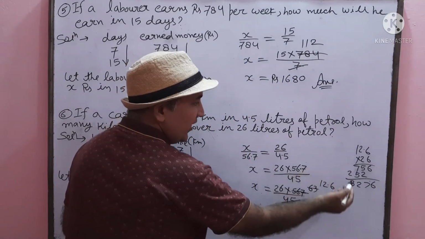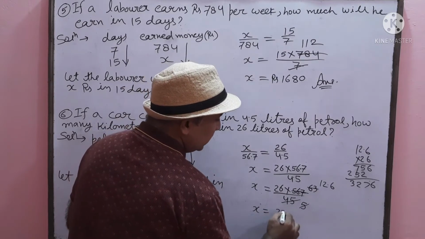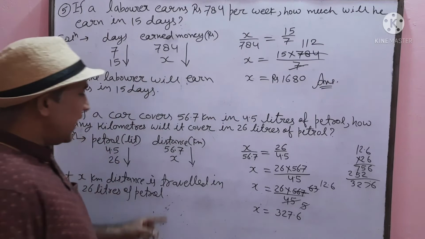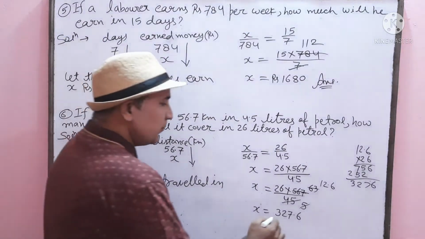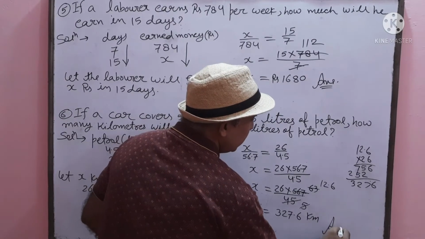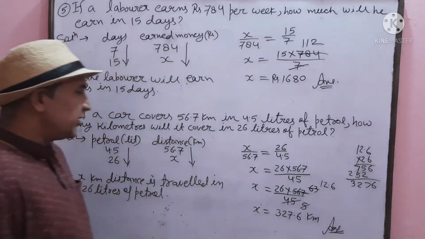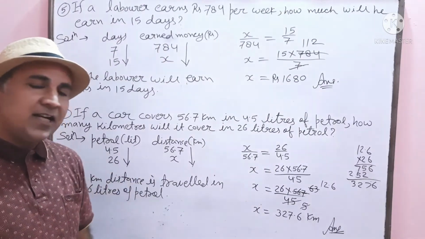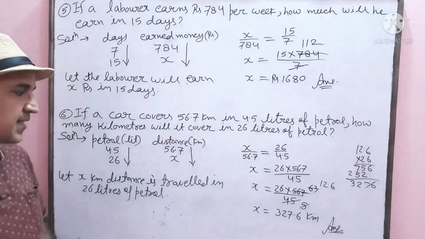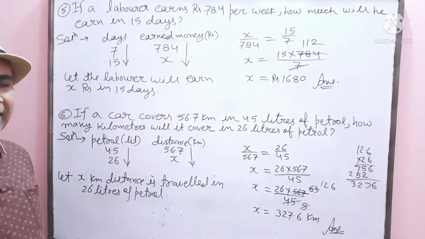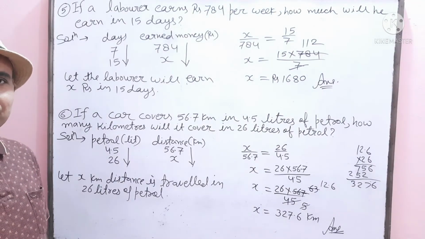That means when you do this multiplication, 327.6, and X is the distance, means the unit will be kilometer. That means the distance traveled in 26 liters of petrol is 327.6 kilometer. Okay, again pause the video and note down these questions.